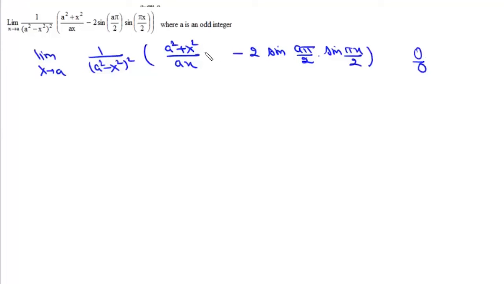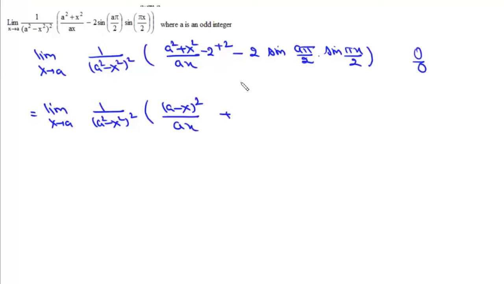Now what we will do is we'll subtract 2 and we'll add 2. Now we can write this as limit x tends to a, 1 upon a square minus x square whole square, and here it will be a square plus x square minus 2ax, which we can write a minus x whole square upon ax, and then plus we'll take this 2 common, it will be 1 minus sine a pi by 2 into sine pi by 2x.